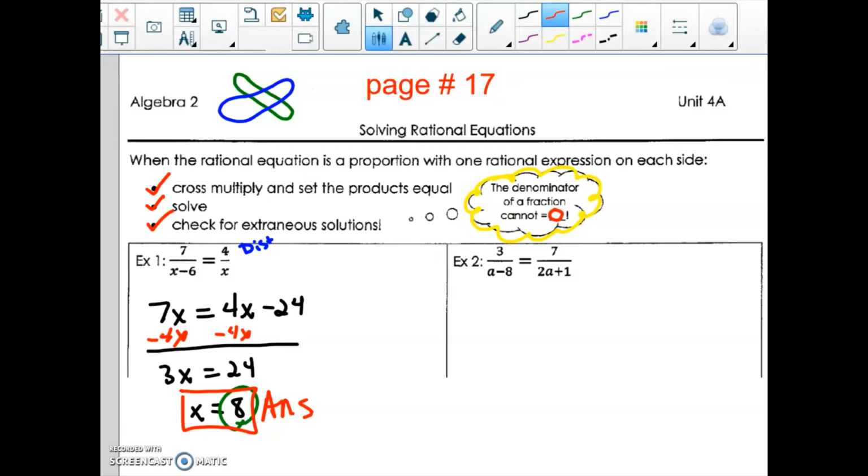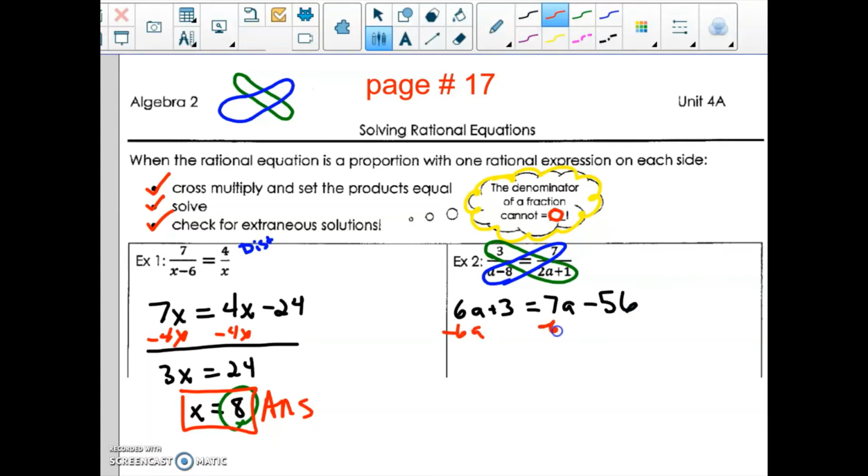Okay, example 2, we'll do the same thing. We've got to cross multiply. Make sure we distribute. So that's going to give us 6a plus 3. Cross multiply. Make sure you distribute. 7a minus 56. Now we're solving.